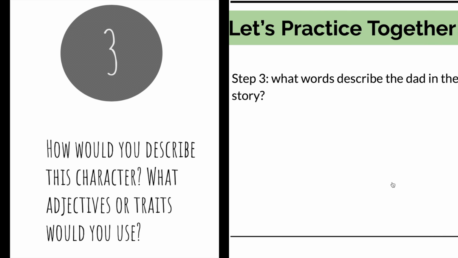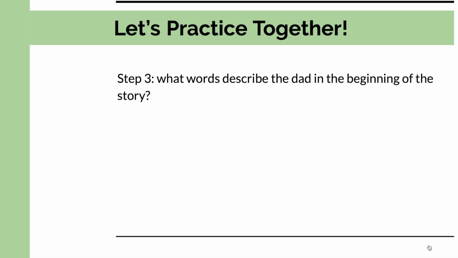Step 3 asks, what words describe the dad in the beginning of the story? After you've taken a minute to look at your word bank and maybe gone back to look at the story, because you've annotated along with me, so looking at those notes, you probably came up with a few different character traits for him, just for the beginning of the story. Here are a few that I came up with. See if you agree.